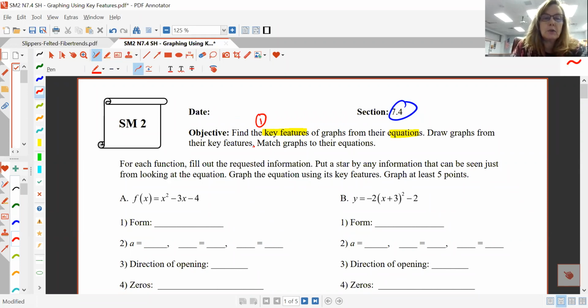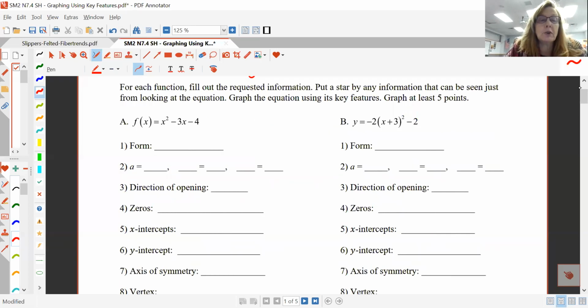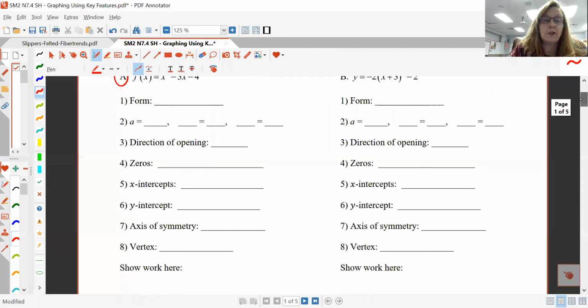And then part two, matching graphs to the equation. So finding equations from graphs. So part one is you have an equation and you're trying to graph it. And part two is you have a graph and you're trying to find the equation, okay? So here we are looking at A. So I will be trying to go back over some of the information, the formulas and so on.